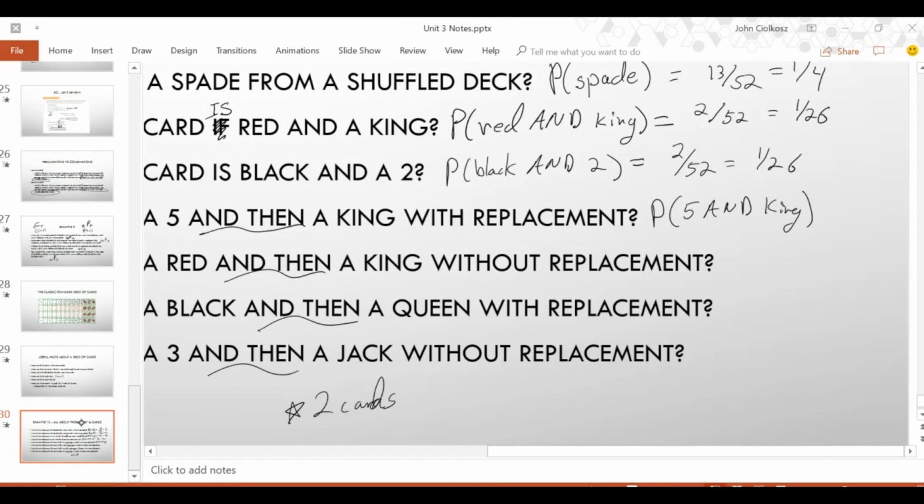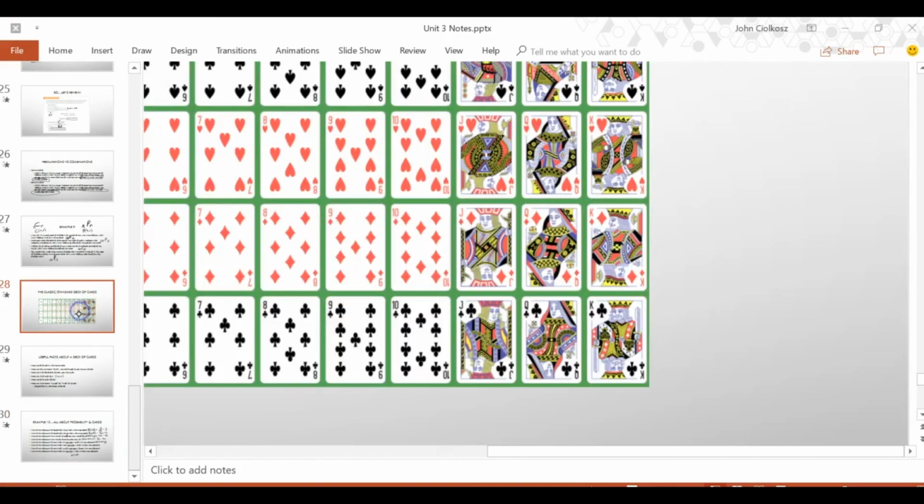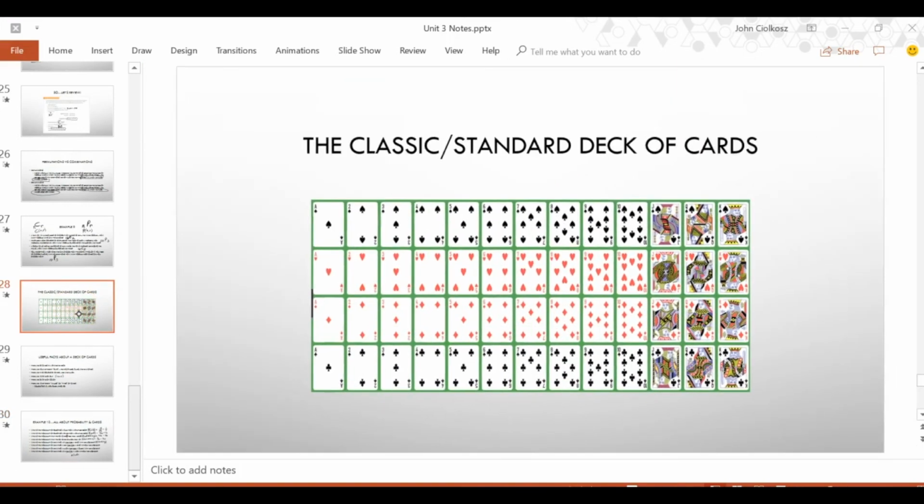So then we want to figure out that with and without replacement. If we want a 5 and a king, so if I'm looking at my 5s, right? So here are my 5s. How many of them are there? 4. So I have 4 of those.